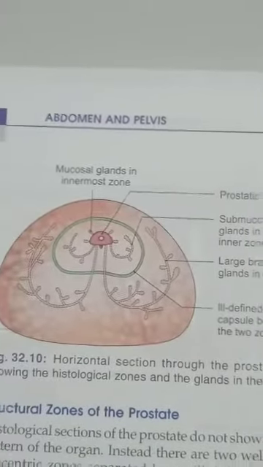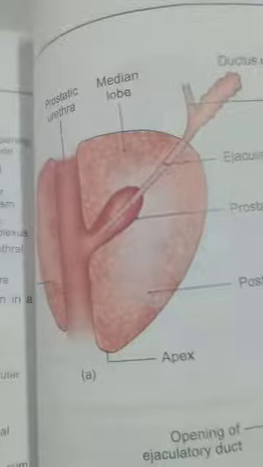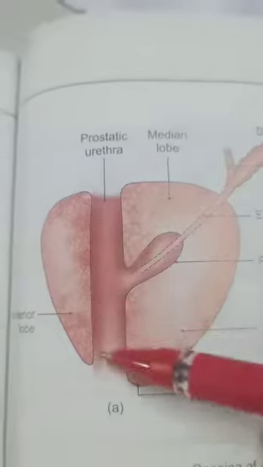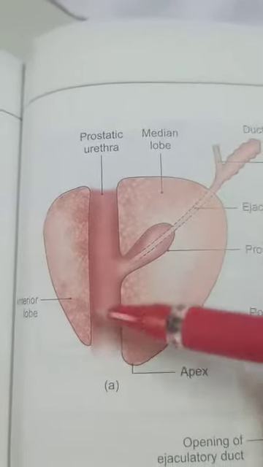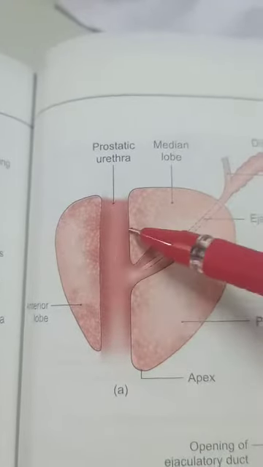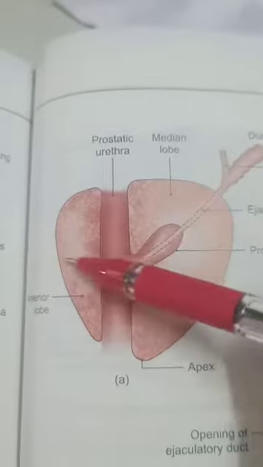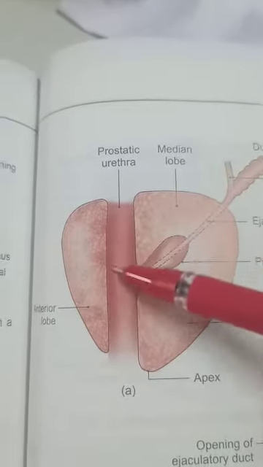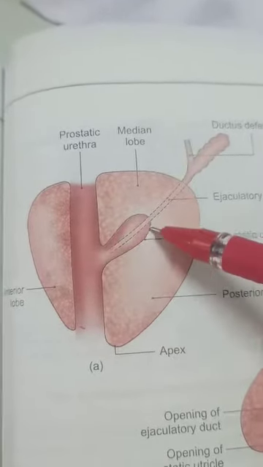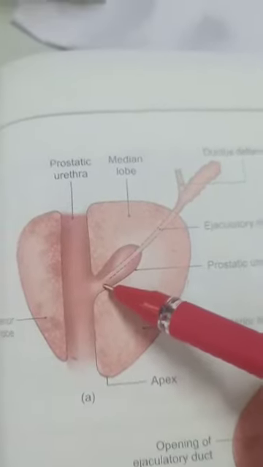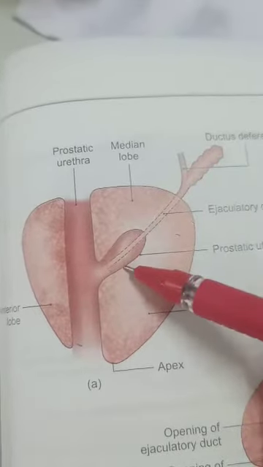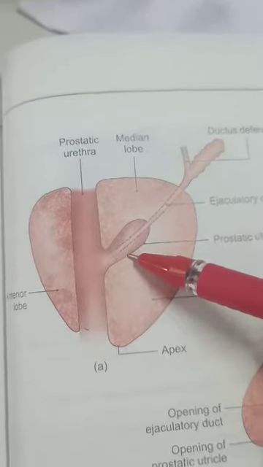Then the structures passing through the prostate gland. The main structure is our urethra, the prostatic urethra. The prostatic urethra passes through the gland from the base to the apex, at the junction between the anterior 1/3 and posterior 2/3. Then the second structure is the prostatic utricle. The utricle can be seen within the gland itself. It is a small sac-like structure seen within the prostate gland. This is known as the prostatic utricle. It is a blind sac.